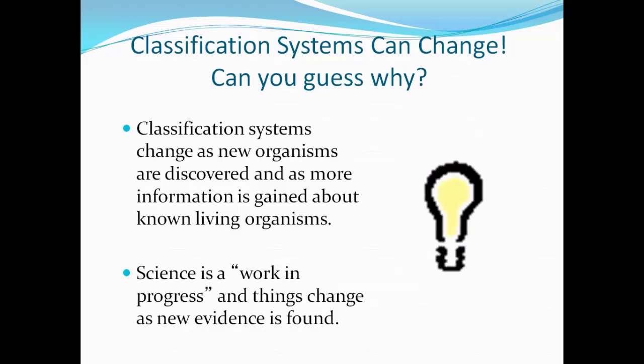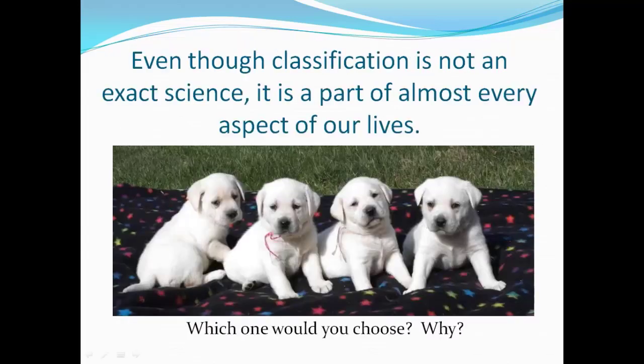Science is a work in progress. That means day to day, many more things are being added in our daily life, and that is being studied under the study of science. So things change when new evidence is found. Whenever we find new evidence for anything, things change. So even though classification is not an exact science, it is a part of almost every aspect of our lives.